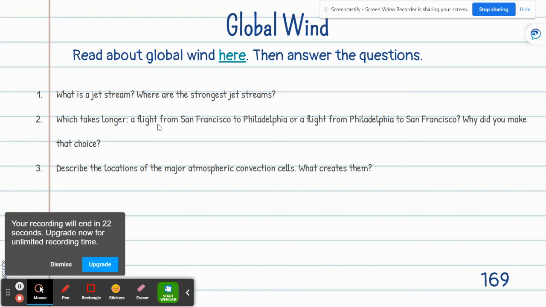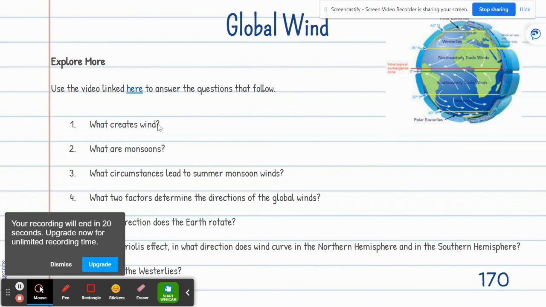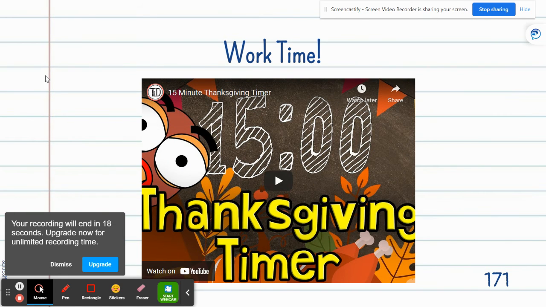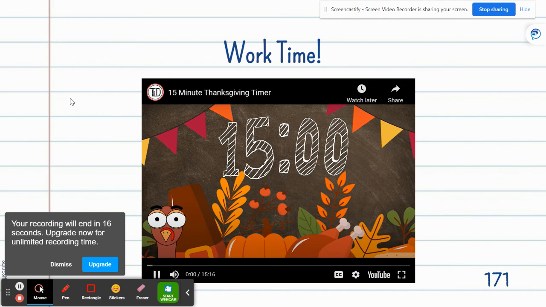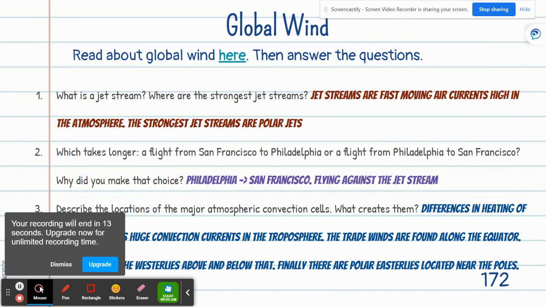Next, students will read about global wind. And then here are the answers to those: jet streams, Philly to San Francisco, convection currents, trade winds.